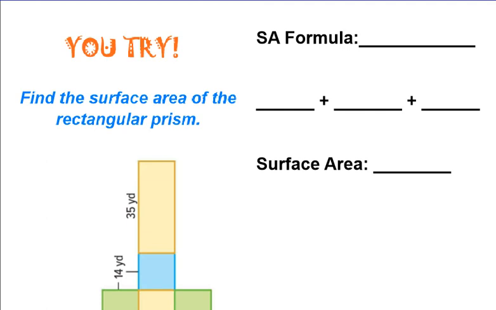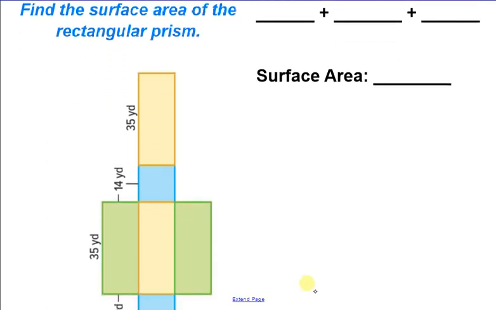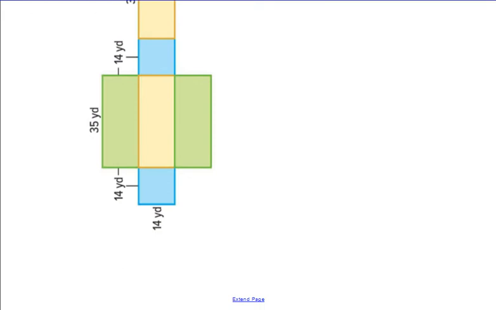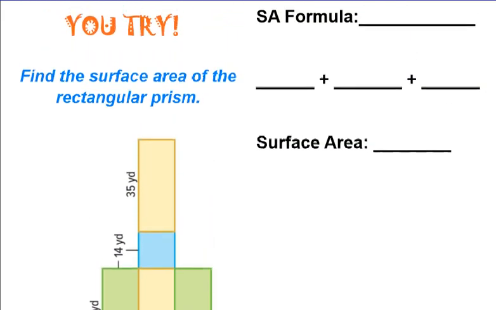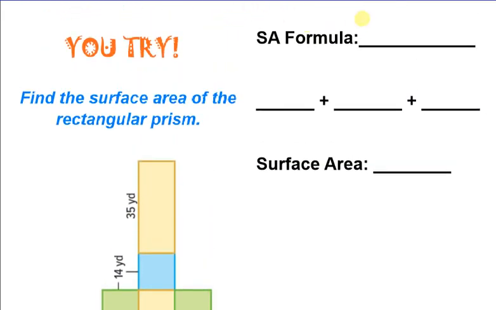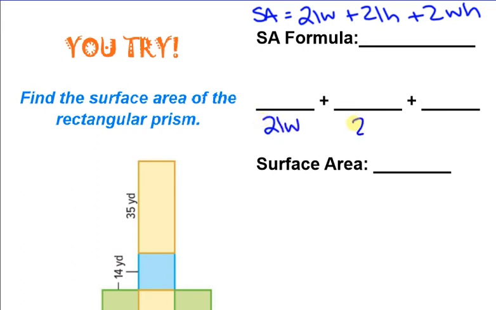Okay, so here we have a you try, and I'm actually going to do this one with you because it's the first one where I give you just a net, and then I'll let you fly solo on the other two. So first, let's write out our formula, and I'm going to write it out on top so I can write it nice and big. So surface area equals 2LW plus 2LH plus 2WH. And I have some students where when they draw these lines, it helps them to write each part of the formula underneath, and if that helps you, do that too.